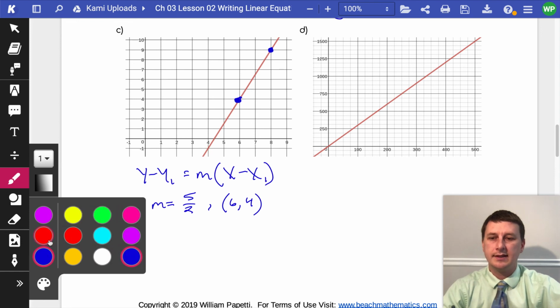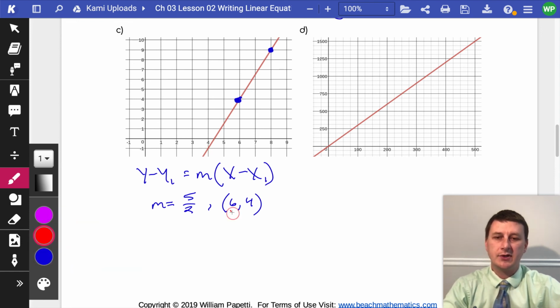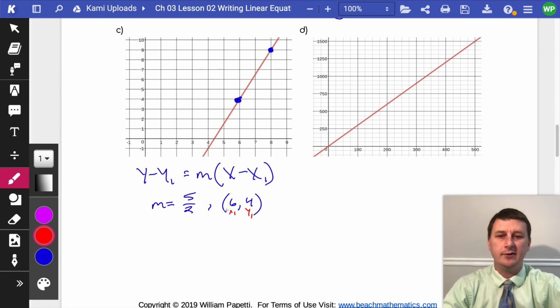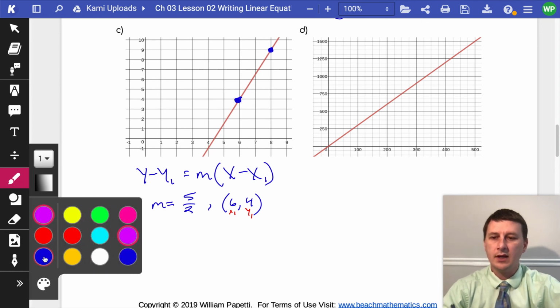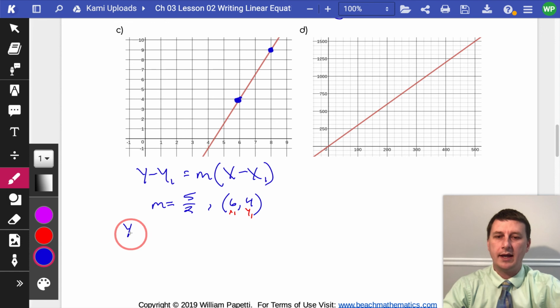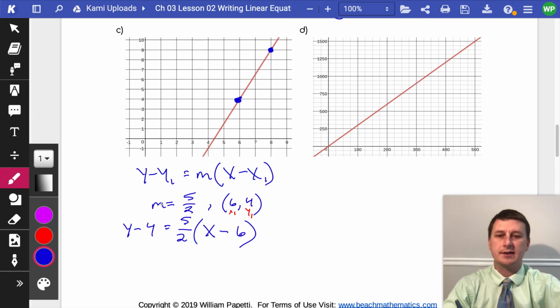And again, that (6, 4) is going to be assigned these special names of x sub 1 and y sub 1. And now I'm just going to substitute the m value, the x sub 1 value, and the y sub 1 value into this formula up here to get my equation. And I'll have y minus, well, y sub 1 is 4, is equal to m, which is 5 over 2, times x minus x sub 1, which is 6.